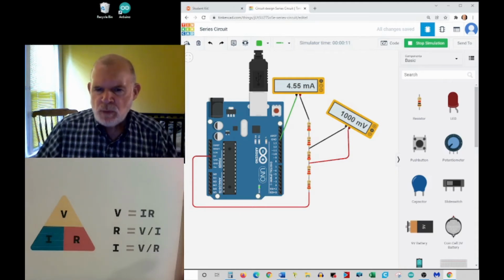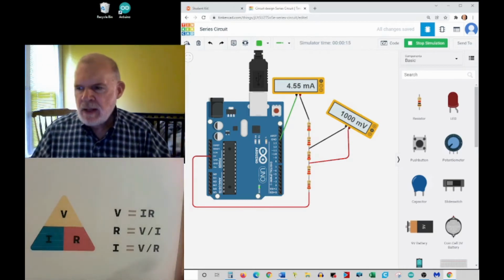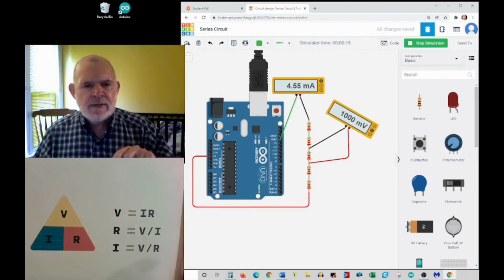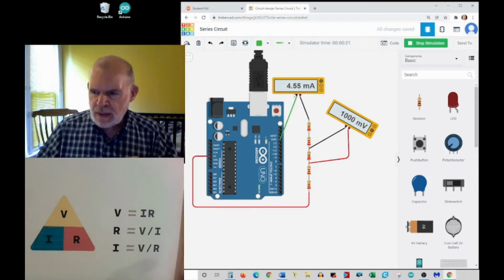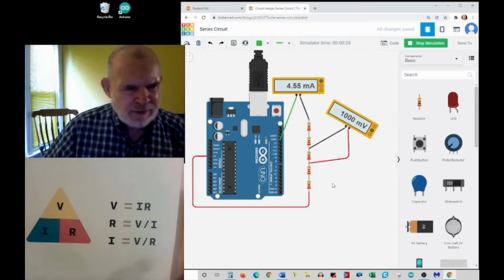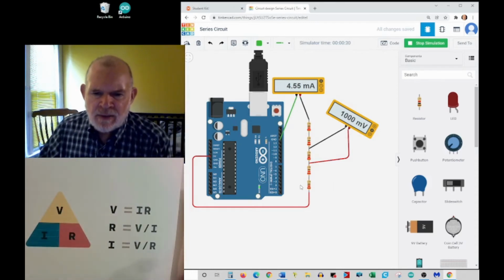So notice what's different between parallel and series. In parallel, they all had the same voltage drop, but they split the current. In series, they all have the same current, but they split the voltage drop. It's just a little different. Let's not make it more complicated than what it is.